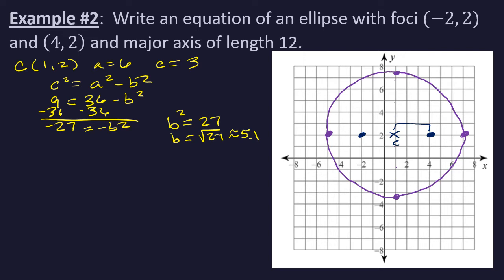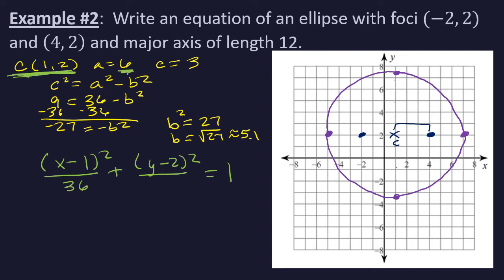So, as for writing these equations, I have my center, h, k, right here. So this is going to be x minus 1 squared over something plus y minus 2 squared over something equals 1. I have a horizontal major axis, and my a value is 6, so this here is going to be 36. I have a vertical minor axis right here. I already know what b squared is, so b squared is 27, so I can put 27 right here. All right, that fulfills the requirements of example 2, so we are going to move on.